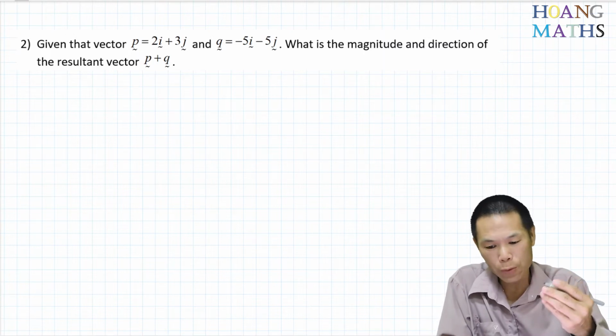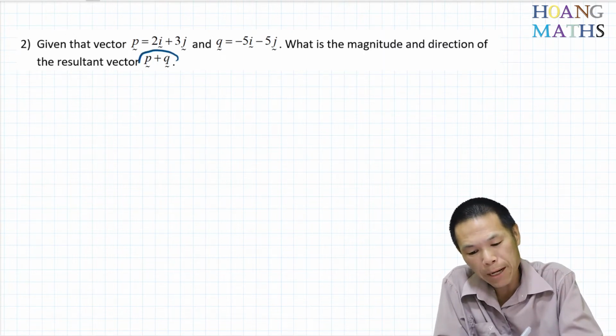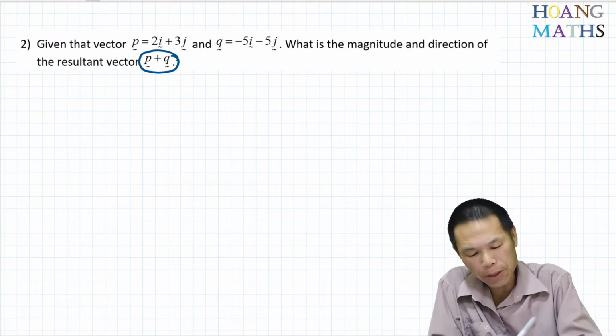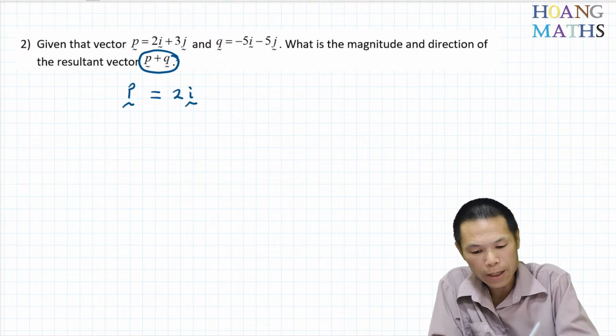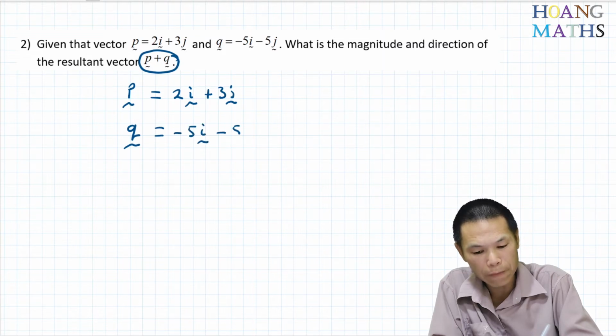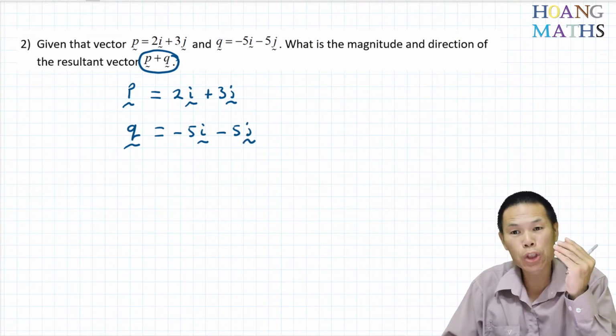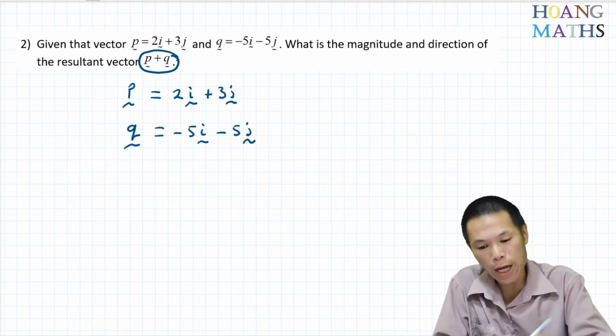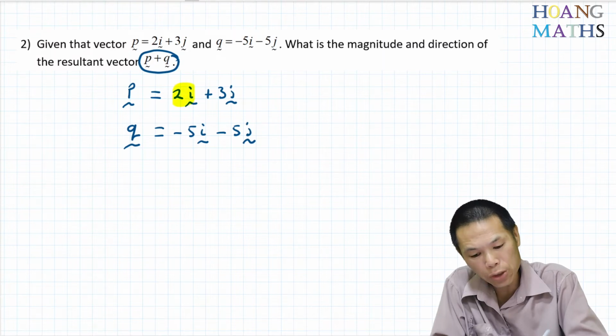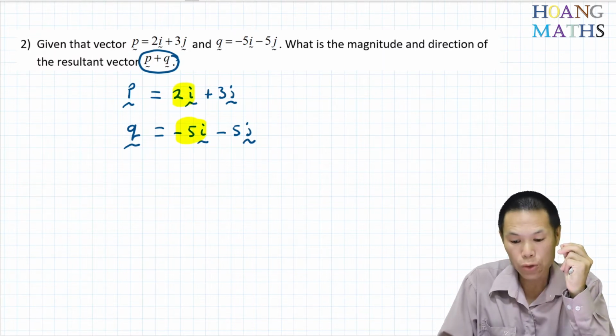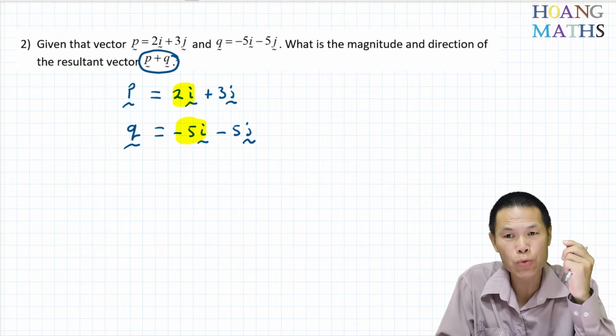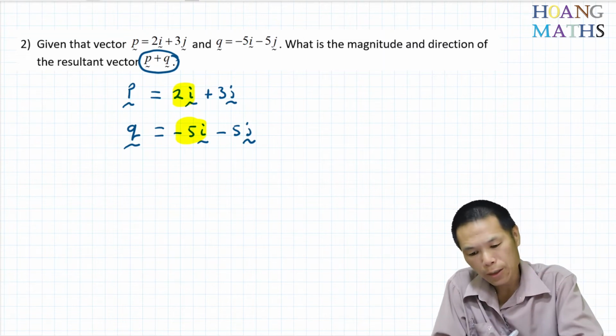So first of all, we need to work out P plus Q, okay? So let me just write this down. Vector P is equal to 2i plus 3j. And vector Q is equal to negative 5i minus 5j. So now we just add them up. To add together, we add the i components together. So that is 2 plus negative 5. That means 2 minus 5 is negative 3.